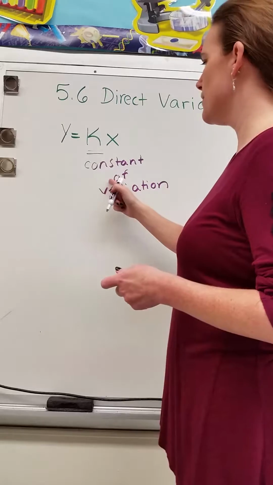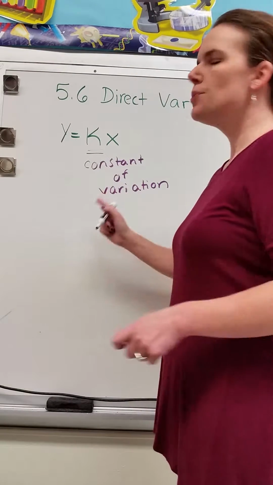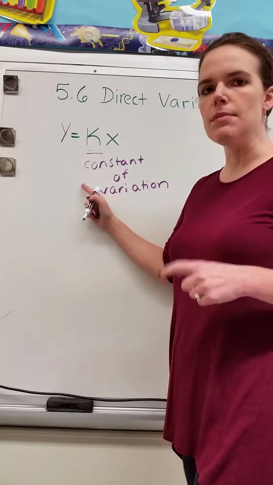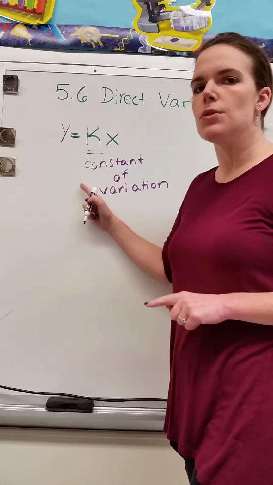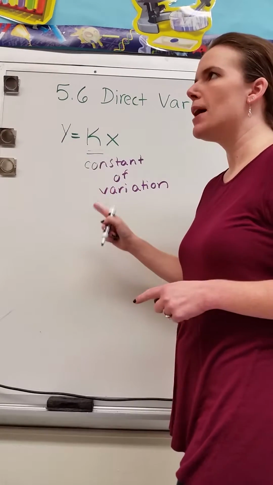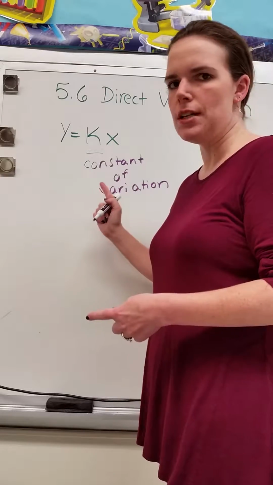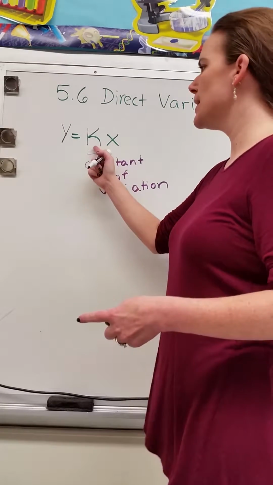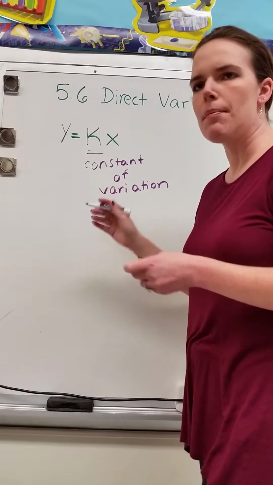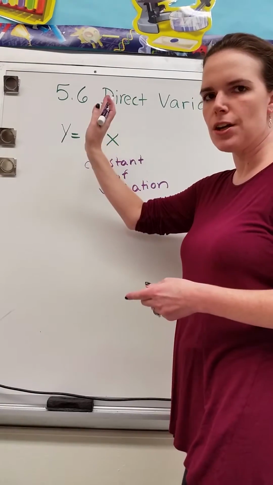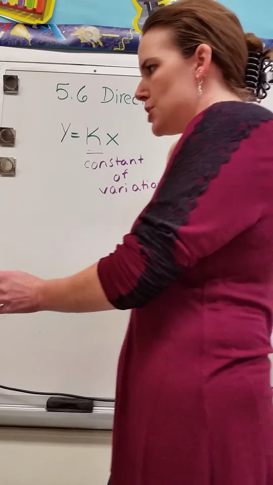This constant of variation, truly what this is going to be is your slope. And you don't learn really about how slope fits into all this until the next section. But your constant of variation is just how rapidly things are changing together or how slowly things are changing together.